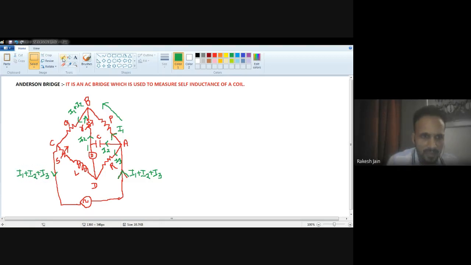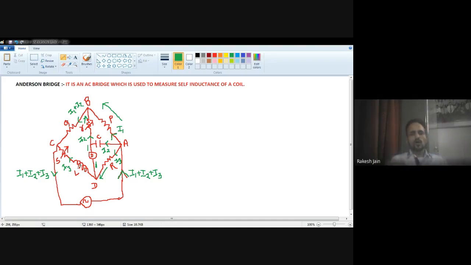The I3 current enters here. See this one at node D. The I3 current will come in this direction because no current flows through the detector. That's why the total current I3 will flow through the inductance and the resistance S. That's why here the current is I3.